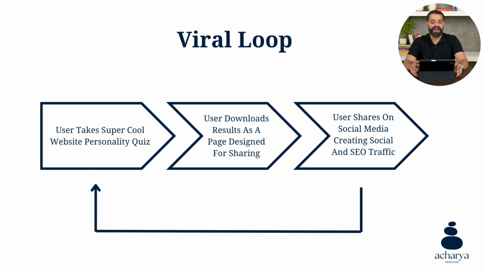The first being a viral loop. So for example, a user takes a super cool website personality quiz. The user downloads the result as a page designed for sharing. And once you have that page very beautifully designed that people can share, the user shares it on social media, creating social buzz, creating more traffic, and that traffic ultimately comes back to your product. They take the quiz, and then that becomes a growth loop, a viral loop for your product to grow organically.